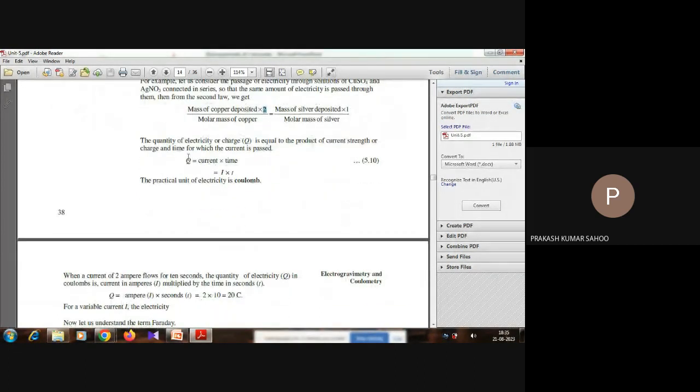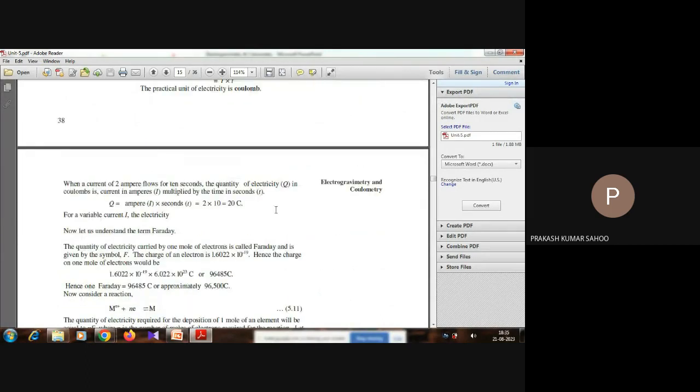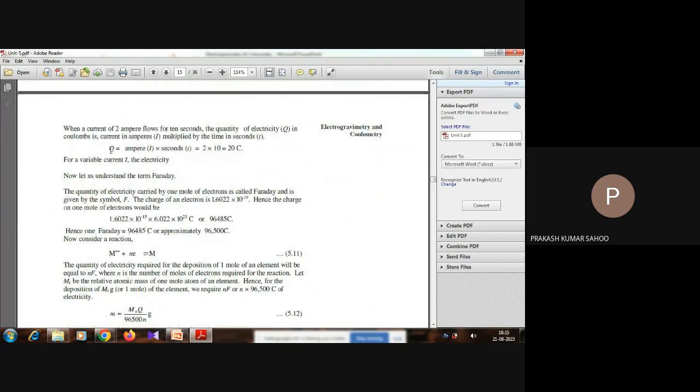So Q equals current into time, where the unit of electricity Q is the coulomb. Then we have Q equal to 2 into 10 to the 20 coulomb here. This is just one problem here.